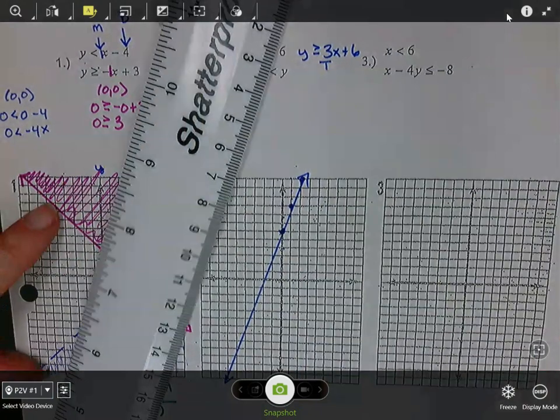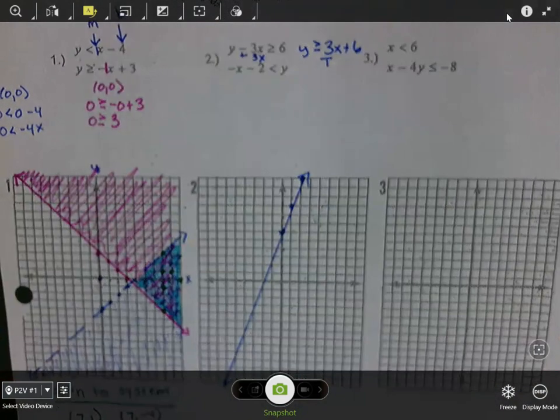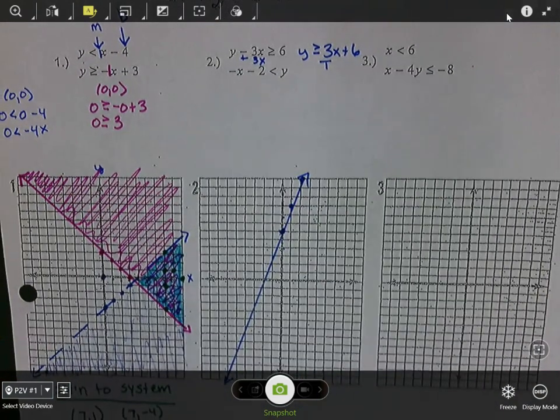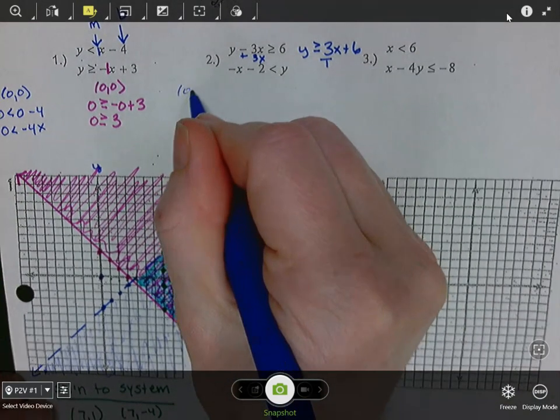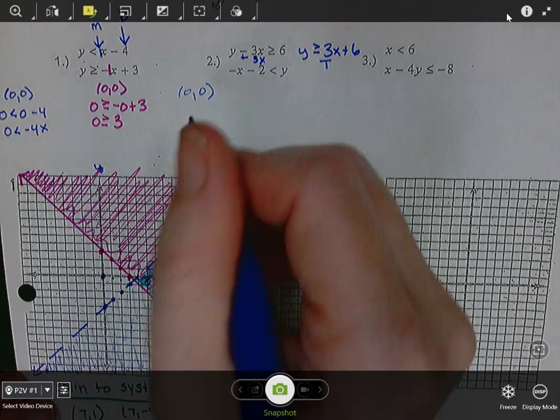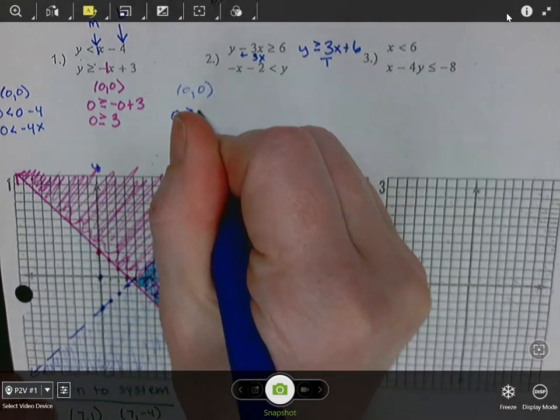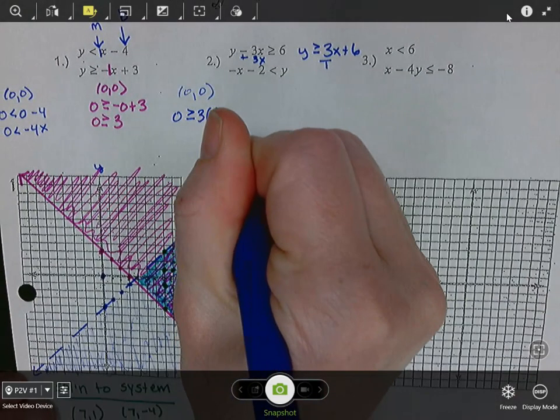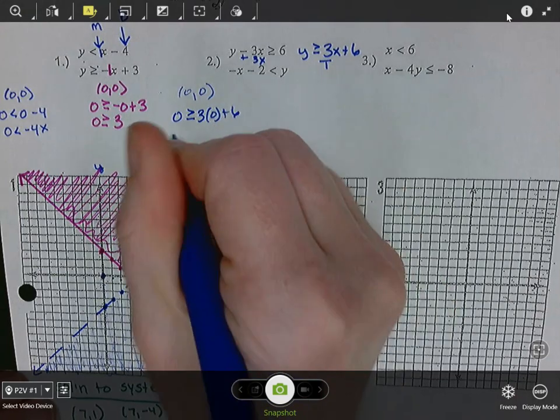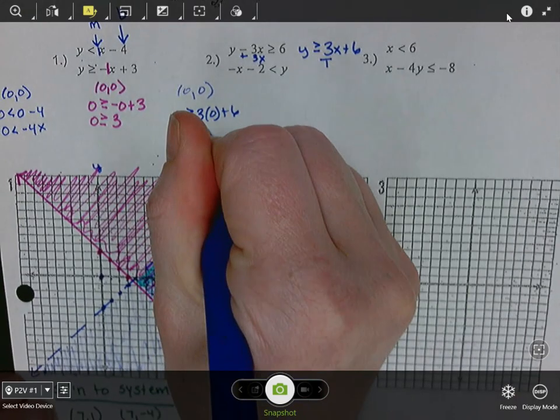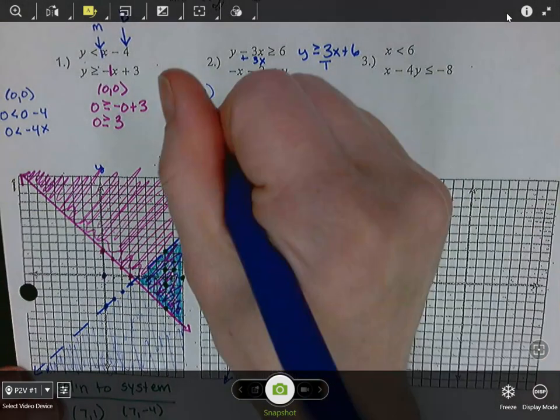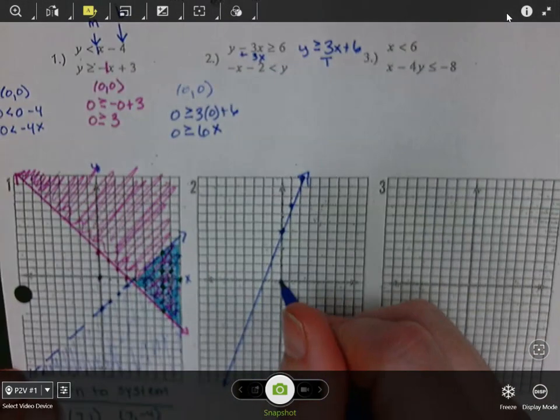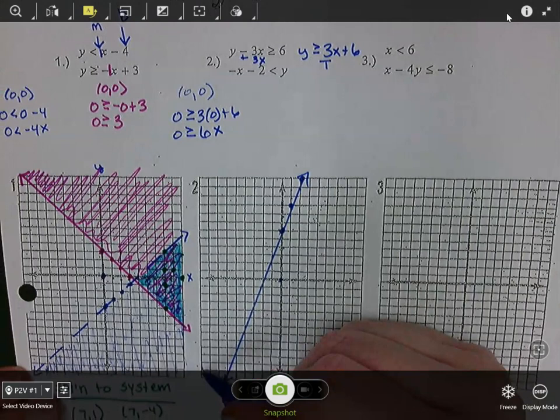Because there's an equal to sign. Now I need to figure out which side to shade. I'm going to test the point 0, 0. So I get 0 is greater than or equal to 3 times 0 plus 6. 3 times 0 plus 6 is 6, so I get 0 is greater than or equal to 6. Is that true? Nope. No. So shade the other side. So this is on this side, so I'm going to shade the other side.